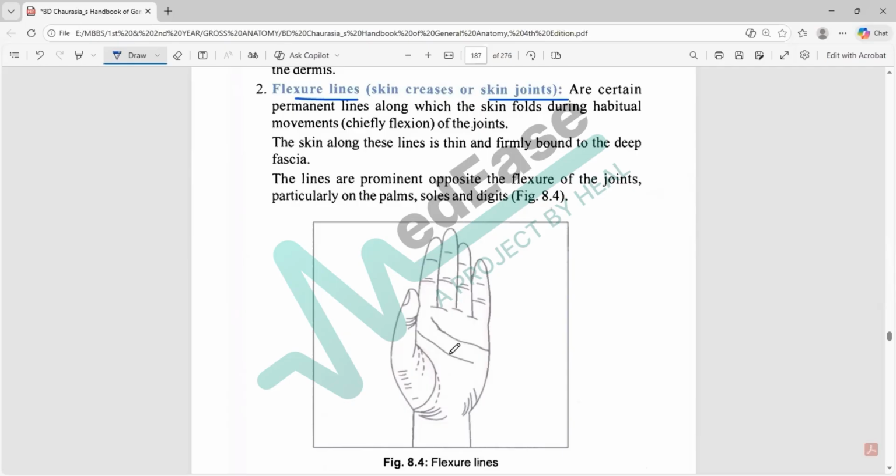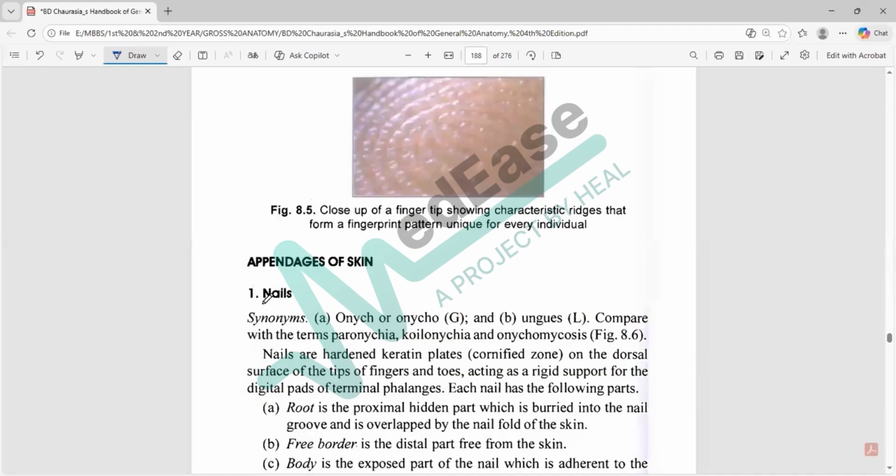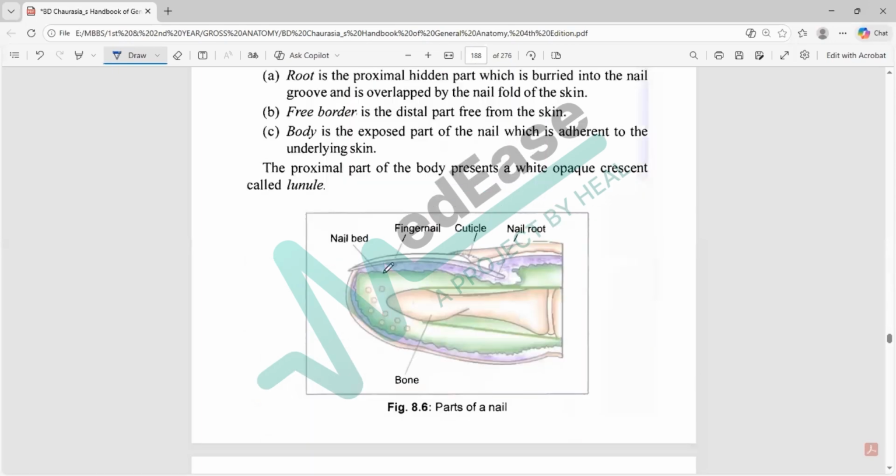Now, when we talk about the appendages of the skin, we need to remember the important terms here. The nails. The nail is mainly divided into these parts. Let me show you a diagram. Here you can see the nail bed, where the nail rests. Then we have the free border, which is the growing part of the nail. Then we have the cuticle, which covers the nail. Then we have the nail root, the point where the nail is embedded in the phalanx, and we also have the main part, the fingernail. The whitish or opaque part we see in the nail is called the lunule.